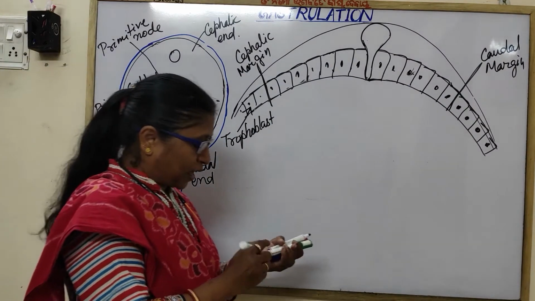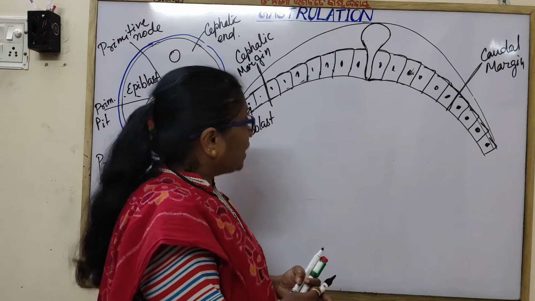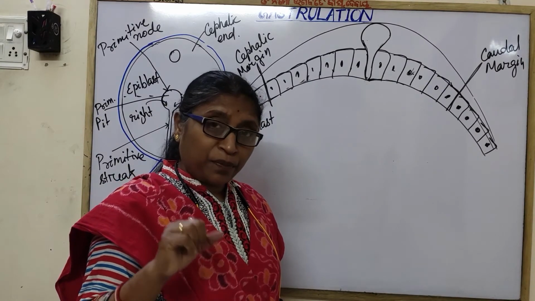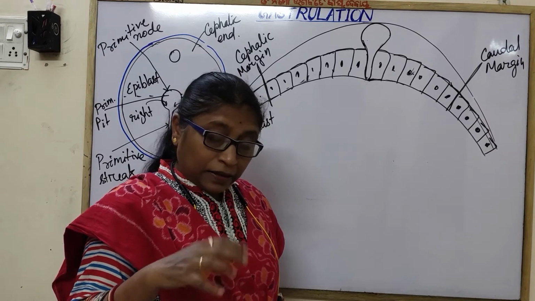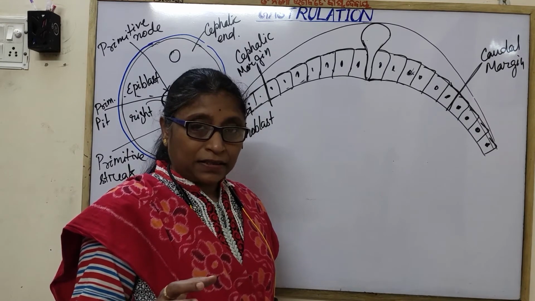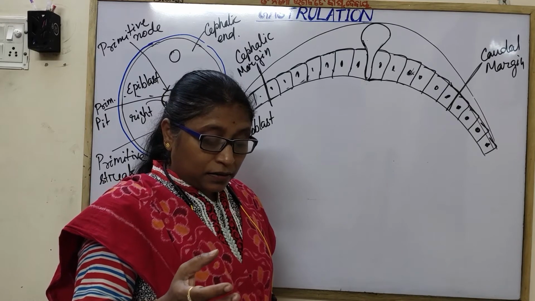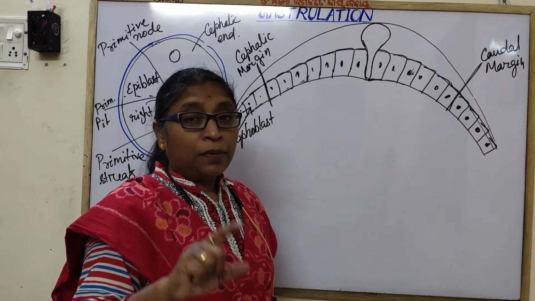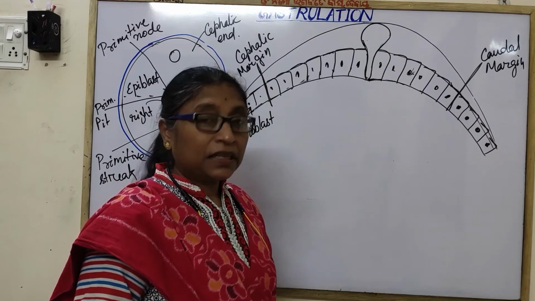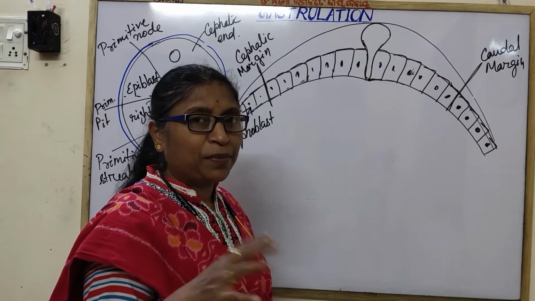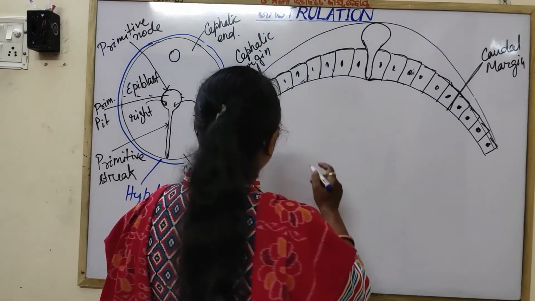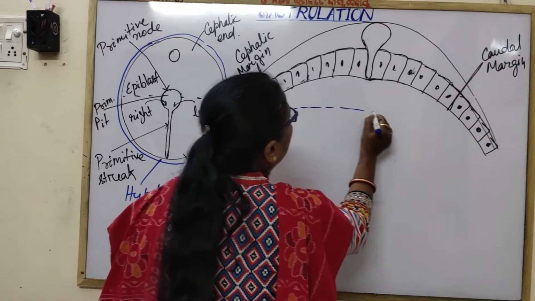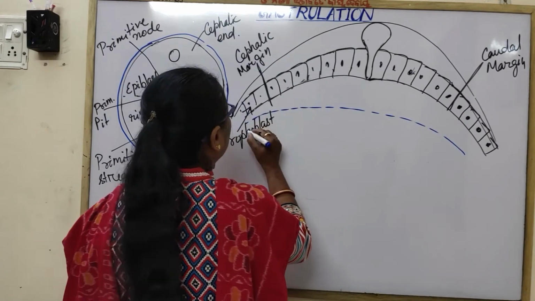Now let us see what happens. As we have studied, when the bilaminar disc is formed, the hypoblasts proliferate and differentiate to form the primary yolk sac, one of the extra embryonic membranes, the rudimentary form of the extra embryonic membrane, that is the yolk sac, and the other formed is the amniotic cavity.